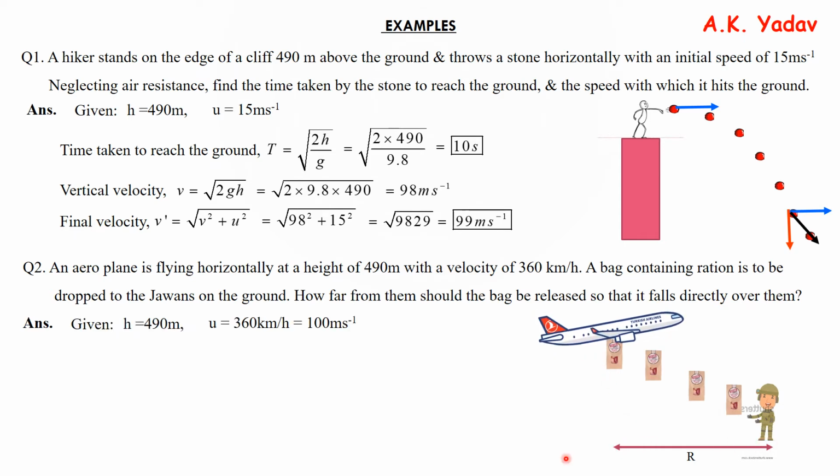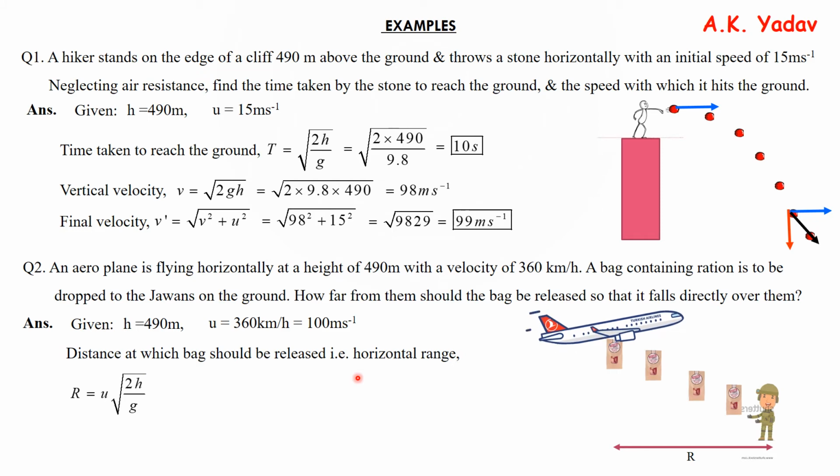So H is equal to 490, u is 360 km per hour, that is 100 meters per second. The distance at which the bag should be released is equal to the horizontal range, that is R is equal to u under root of 2H by g. We put the values and we get R is equal to 1000 meters.